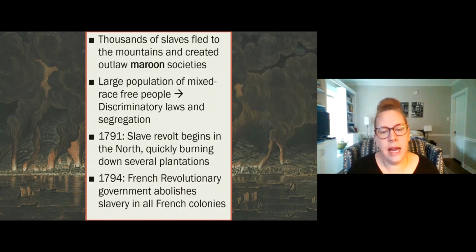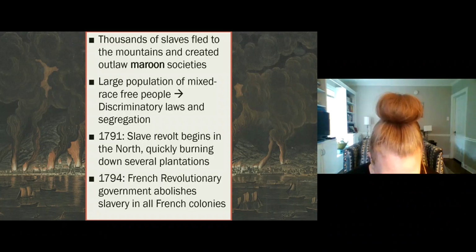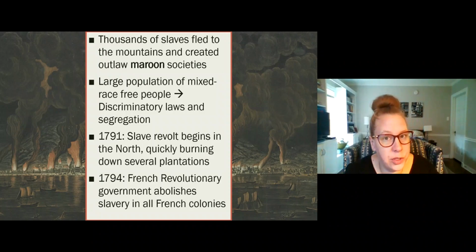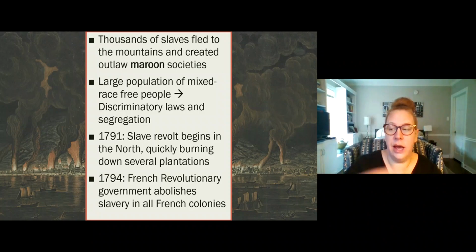So in 1791, you start this revolution. This rebellion doesn't really quell. It just keeps going and going. At the same time, you have the French Revolution happening, right? Cut off the Queen's head, liberty, fraternity, equality, all of this.